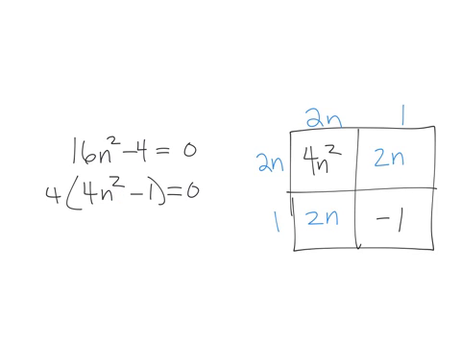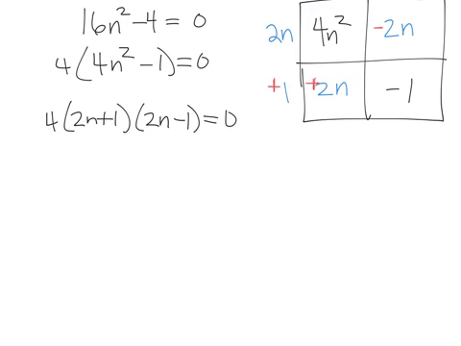So that means these guys must cancel. That's got to be negative, that's got to be positive, which makes this negative, makes this positive. So you end up with 4 times 2n plus 1 times 2n minus 1 equals 0. All right.